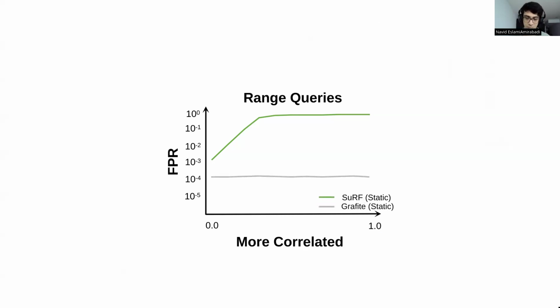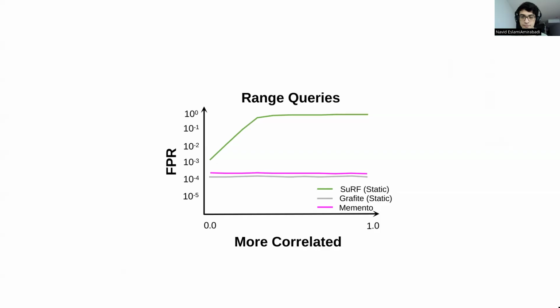Now, Graphite, on the other hand, which is another state-of-the-art range filter, is a static range filter that is robust to such correlations. So it has a flat, stable false positive rate, regardless of correlation. Now, if we add Memento filter to the picture, we'll see that Memento filter matches Graphite's false positive rate closely, while also providing you the benefit of supporting dynamic operations, so insertions, deletions, and expansions. As shown, it is also robust to any correlated workload, so its false positive rate is stable across correlation degrees.